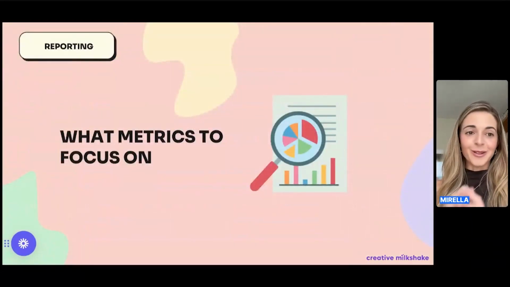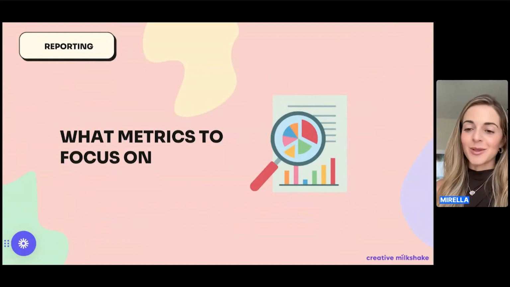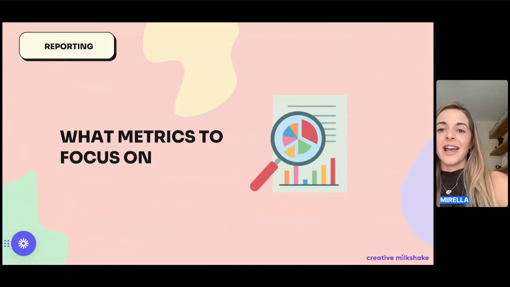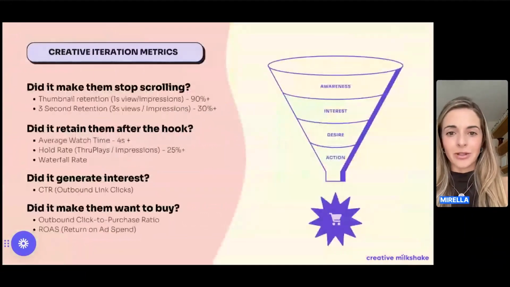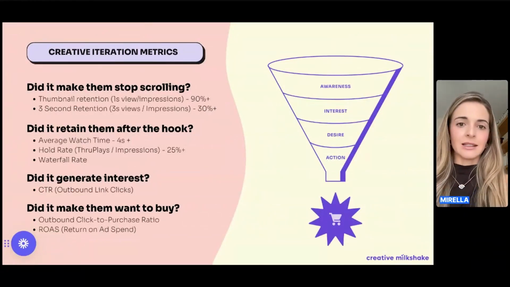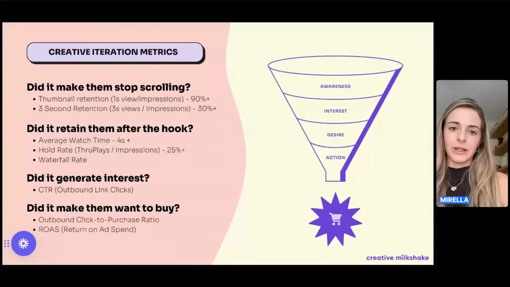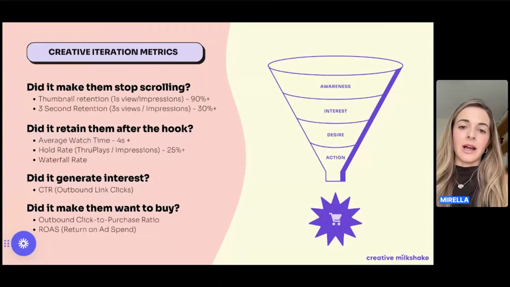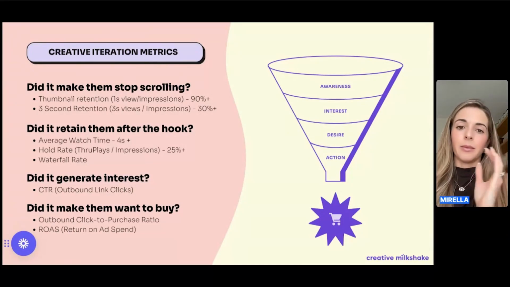Okay, so you set your ads live and they're running, and now it's time to interpret the data and figure out what's working. So here are the metrics that we focus on for creative iteration. The first question we want to ask is, did the ad do the job to make them stop scrolling? So the 2 main metrics that answer that question is the thumbnail retention, or the 1-second view divided by impression.